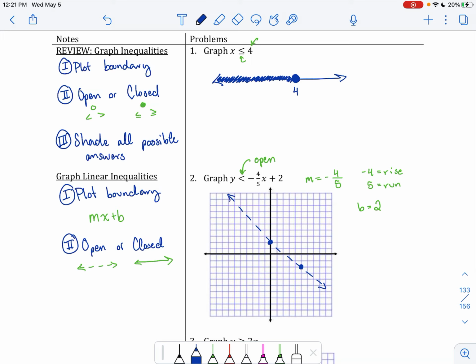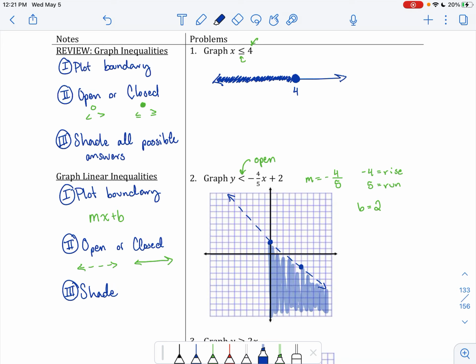So that's my boundary. I've decided if it's open or closed. The last question I have to answer is I have to shade all the possible answers. So either I'm going to shade this section below the line, or I'm going to shade this section above the line. Now in this case, I look at y is less than. So if I'm thinking about things where, I'm going to use blue still, where y is less than, I'm going to start at my point here. Y is this axis, this is less than. These are our negatives. So this is the side then that I end up shading.